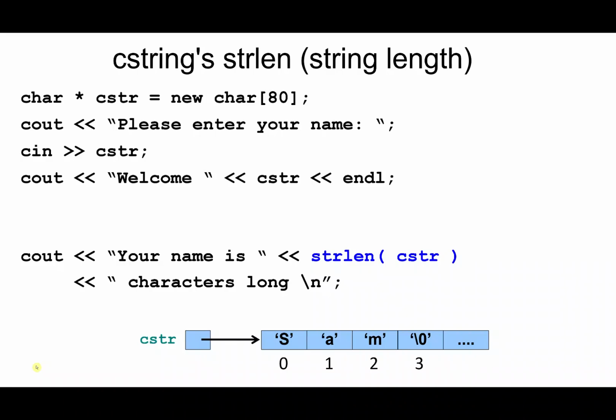Okay, so we have a function that finds the length of a string. So if I have Sam, S-A-M, and \0, it's going to return 3, right? Because if I give you Sam, and I say, how many characters do you have in here? You should say 3. Not saying 0, 1, 2, you should return 3, the length.